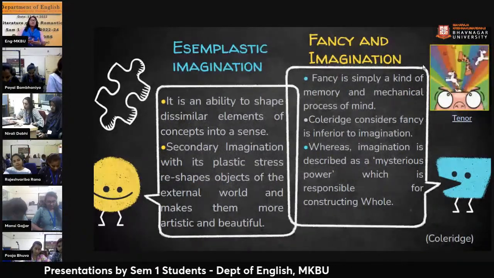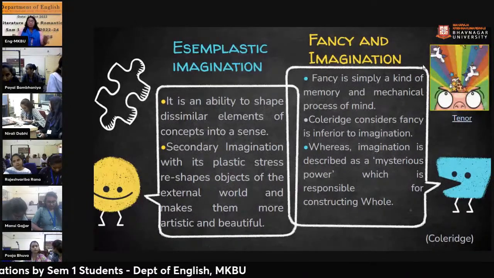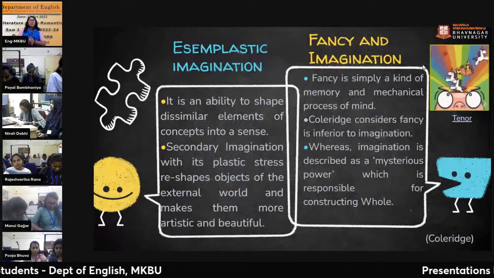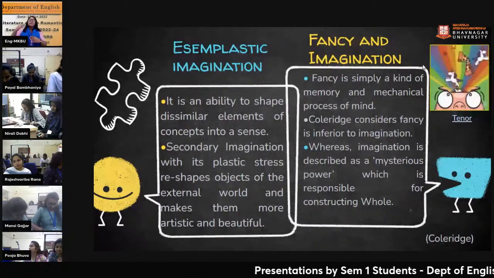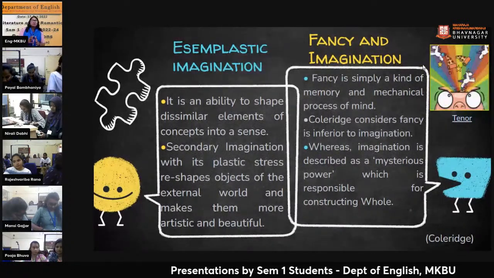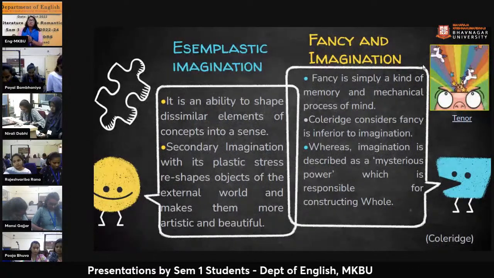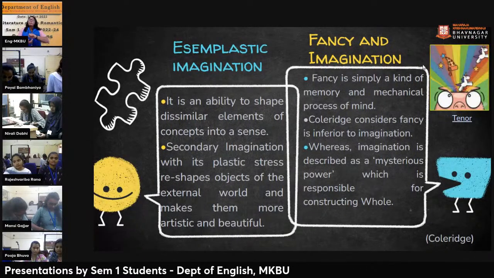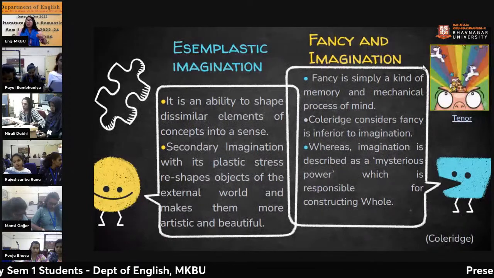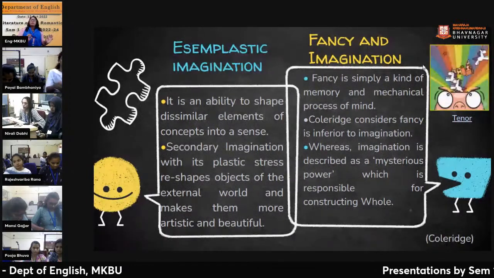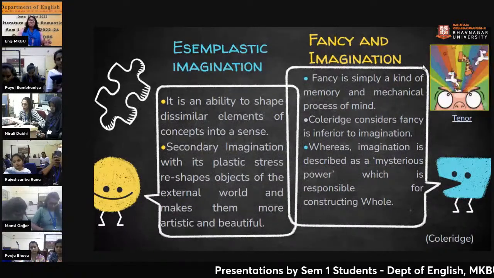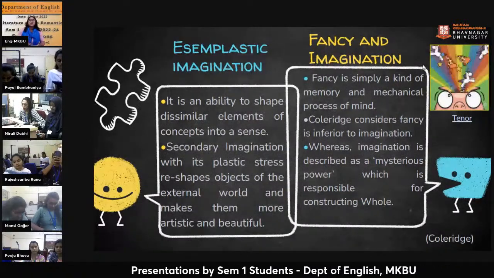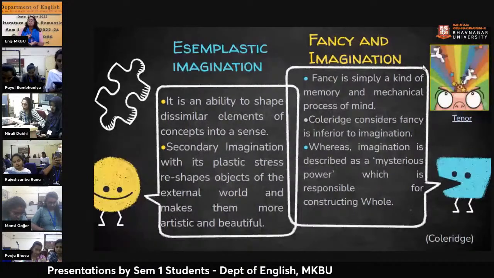Secondary imagination, with its plastic states, reshapes objects of the external world and makes them more artistic and beautiful. This is not an imagination that we can attach to secondary or primary imagination. This is a high level of imagination. The plastic trace of secondary imagination we have to pull out, and then what we see under the secondary or primary imagination is called esemplastic imagination. The plastic of the imagination we have to open up.